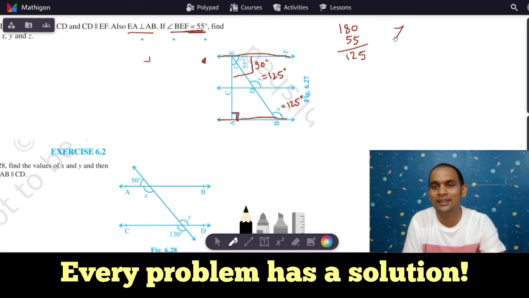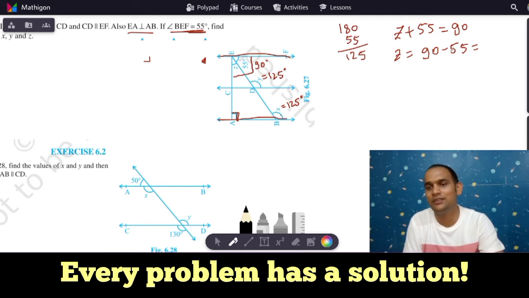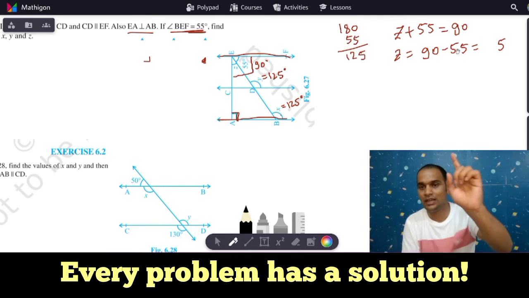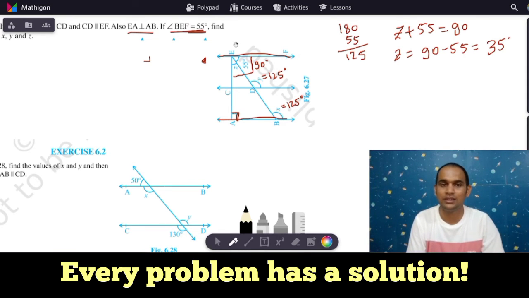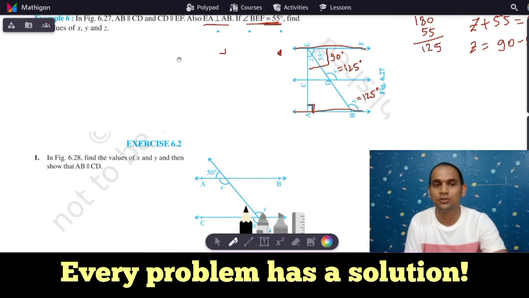So that means Z plus 55 degrees is 90 degrees. So Z is equal to 90 minus 55. So 90 minus 55, 10 minus 5 is 5, carry over 1, 8 minus 5 is 3. So we get 35 degrees. So Z is equal to 35 degrees.